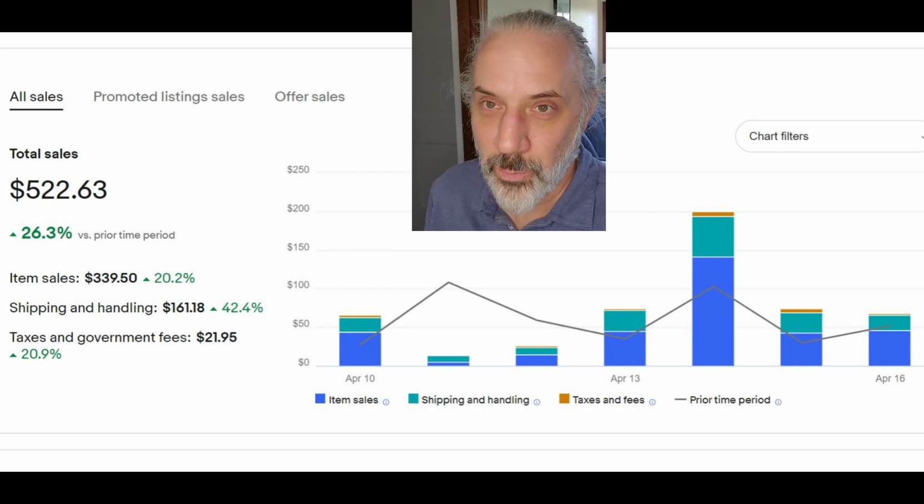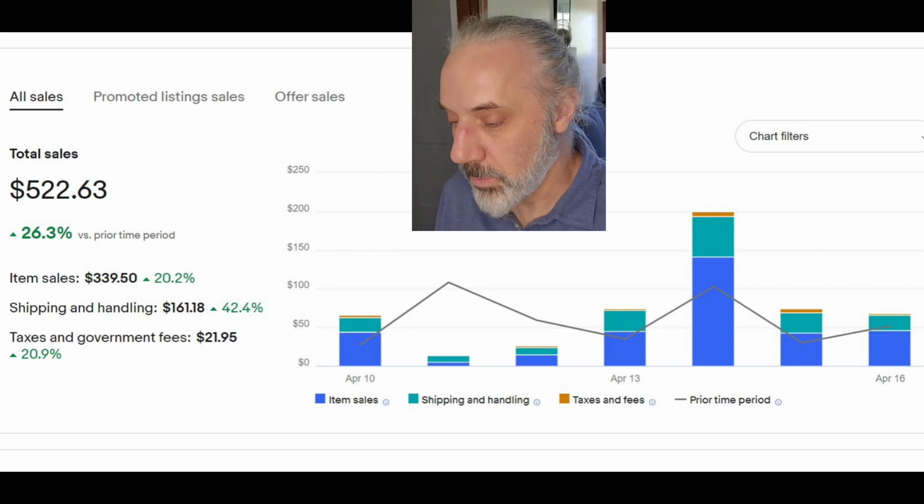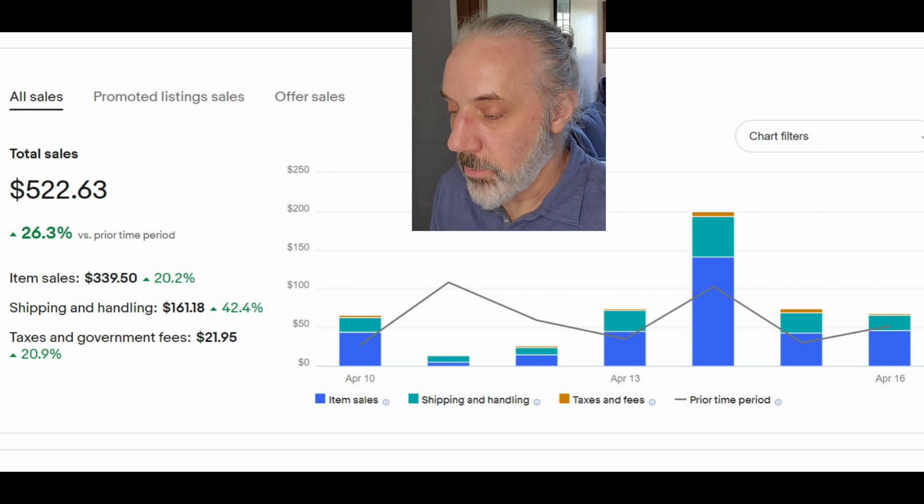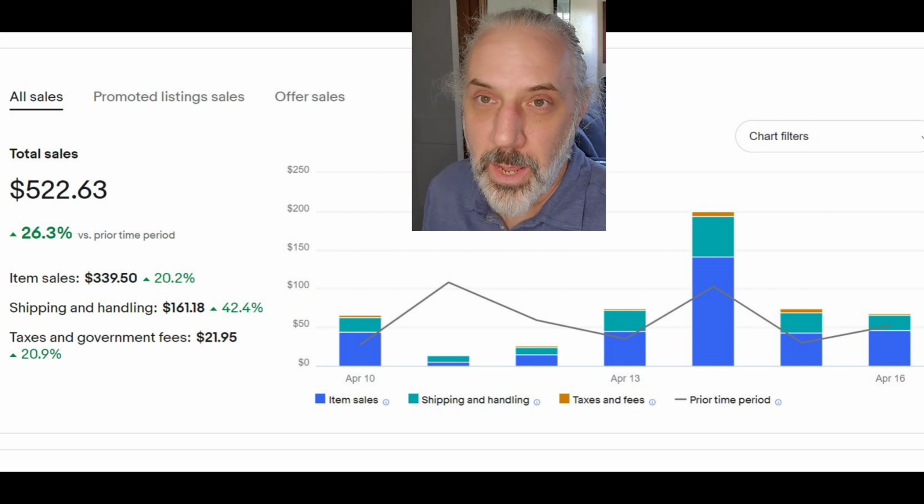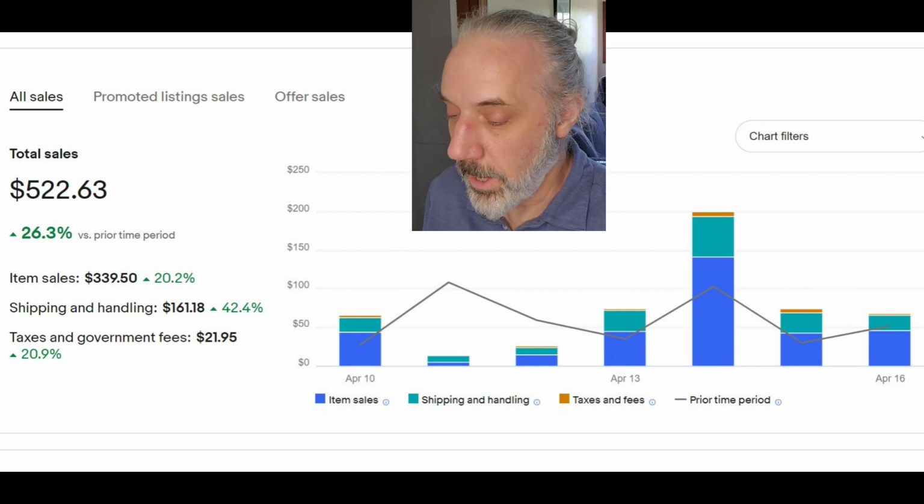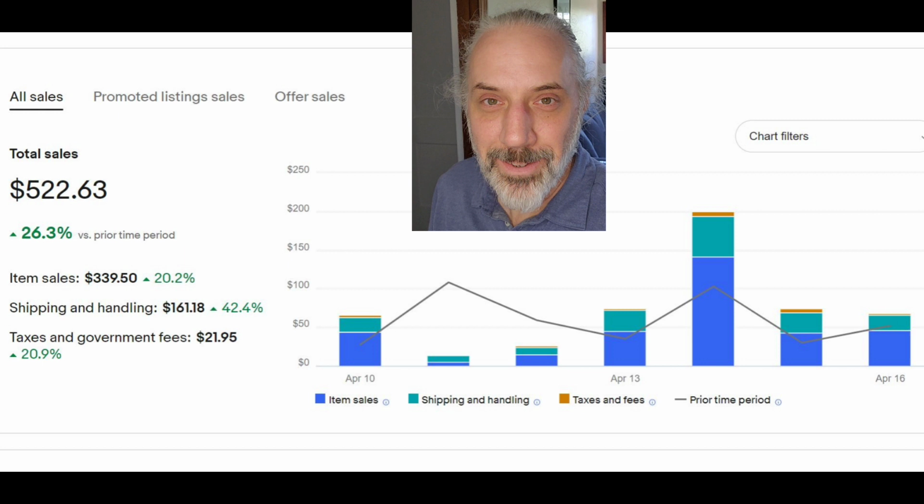Looking at the chart itself, I had sales every single day, which is pretty exciting. A couple of those days weren't much, one item for a few dollars, but on Monday, around $66, on Thursday, around $70. Friday was my big day of $200.20, and then both Saturday and Sunday rounded out the week at $80 per day. So overall, a nice round week.